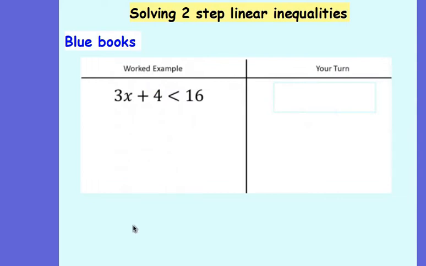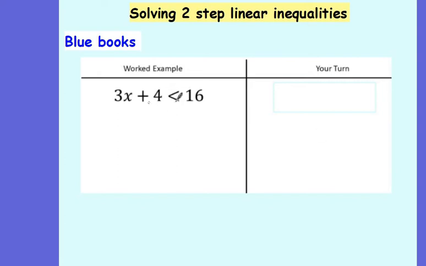Okay, dark blue books out for me. Can you write the title Solving Two-Step Linear Inequalities for me? And then pens down, eyes on me. We solve two-step linear inequalities in exactly the same way as we solve two-step linear equations. That's why we started with practicing solving those linear equations.